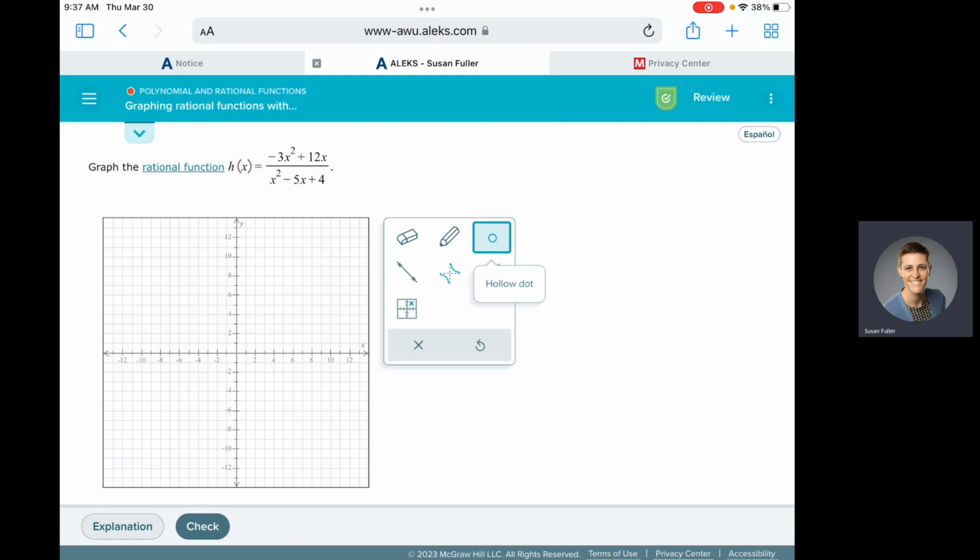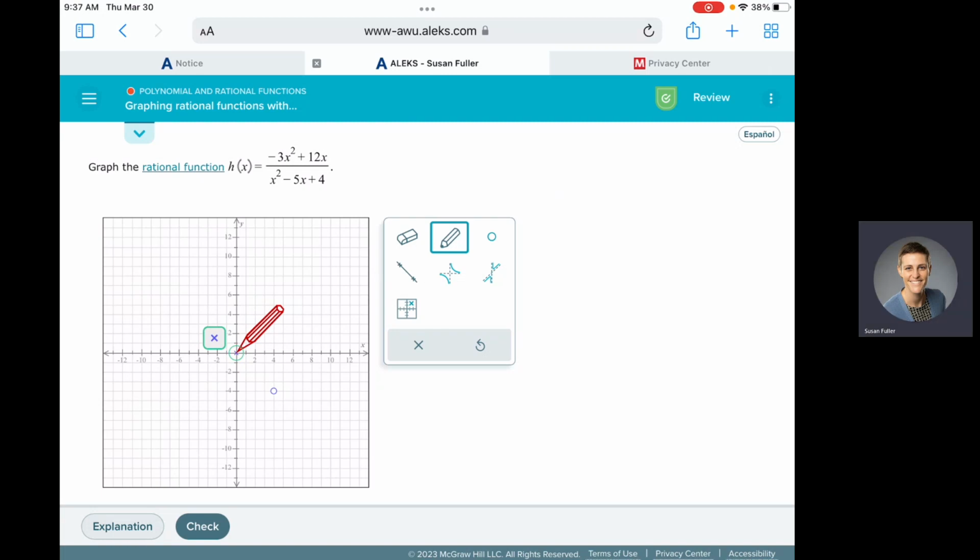So our hole, we'll use this hollow dot button. You'll move your hole to the ordered pair where it is. Our hole is at (4, -4), so right here. And I'll hit that to put that in. And then I'm also going to make a note of where my x-intercept is, which is the point (0, 0), and I will mark that.